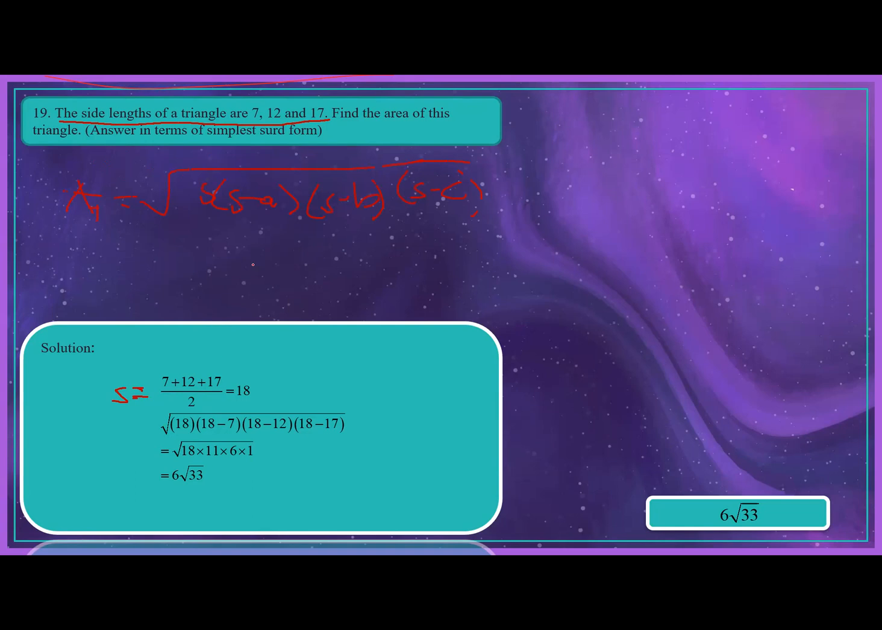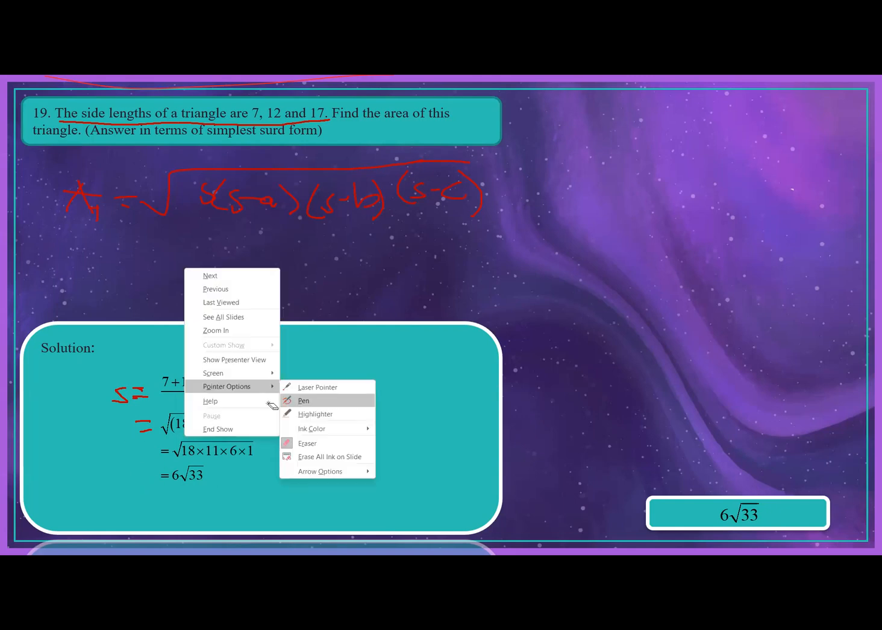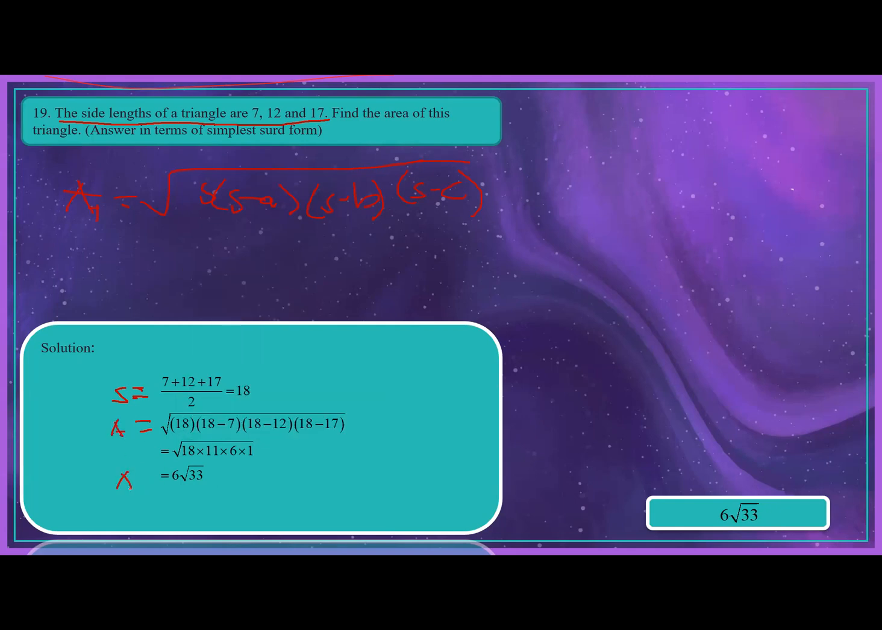So substitute everything. So you have s times (s minus 7) times (s minus 12) times (s minus 17). So simplifying the radical, we have area, sorry, it should be our area is 6 square root of 33 square units. Okay, so any question?